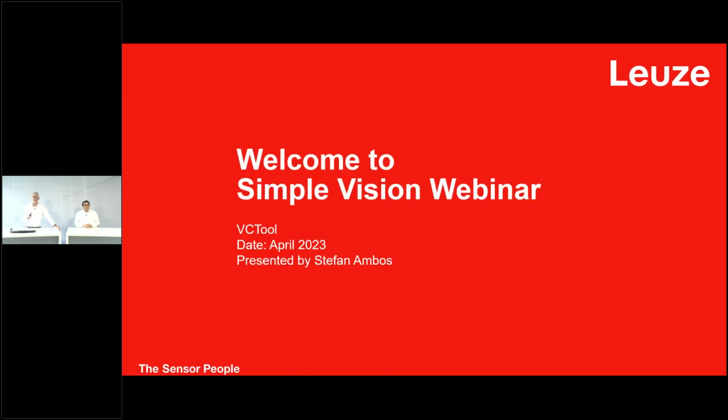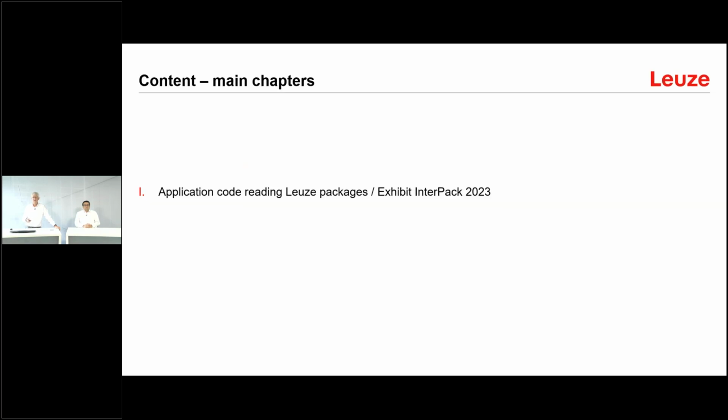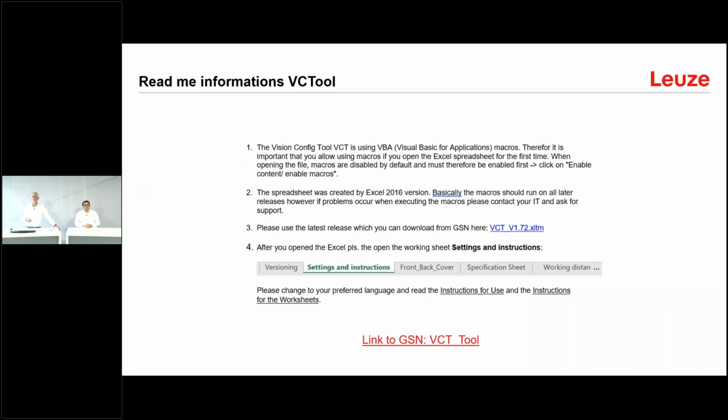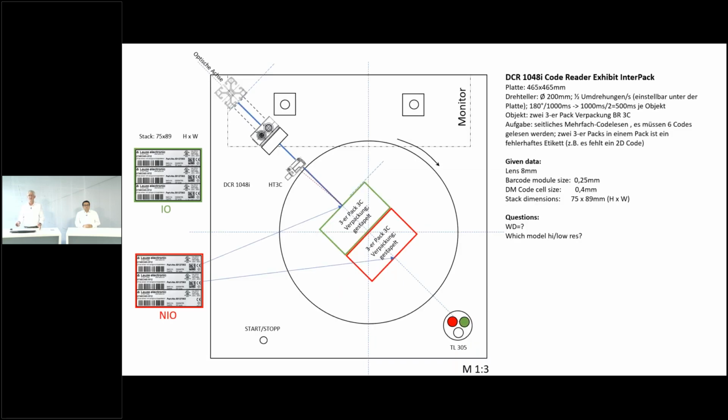Okay, so this was the first part about the basic stuff, and now we have to look inside the VC tool, and I would like to show you some slides from the VC tool. The VC tool is created especially for design purposes and also for evaluations, and also to find out what is the right setting for the camera. You will find some more detailed information in the README information in the GSN, also mentioned here. But now we are going directly into an application, and we'd like to solve this application by use of the VC tool.